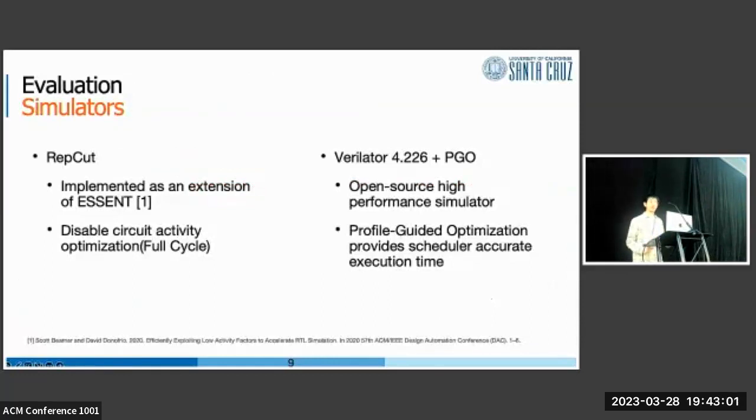RepCut is implemented as an extension of Essent, which was also mentioned in the previous talk. And we disable the circuit activity optimization, which means RepCut is a full-cycle simulator.